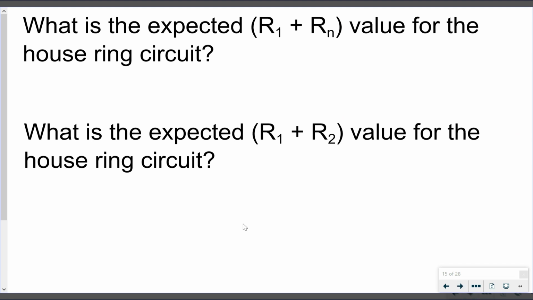Follow-up question from that, we'd be looking at what's the expected R1 plus Rn value for the house ring circuit, and probably at the back of that you'll be looking for an R1 plus R2 value for the house ring. So that's for stage 2 on the ring and stage 3 on the ring, the expected test result values.